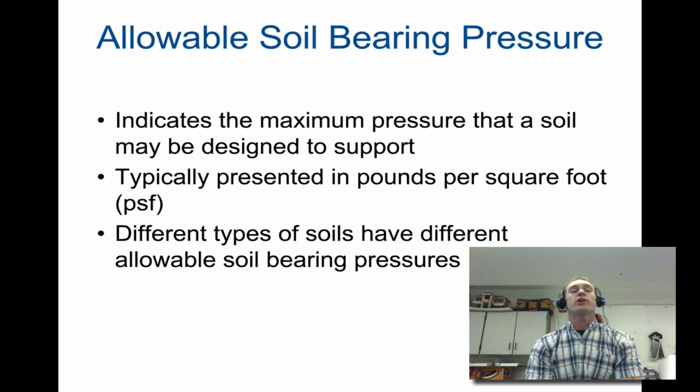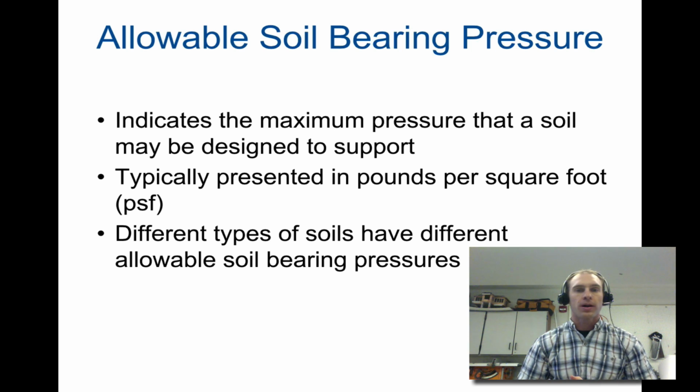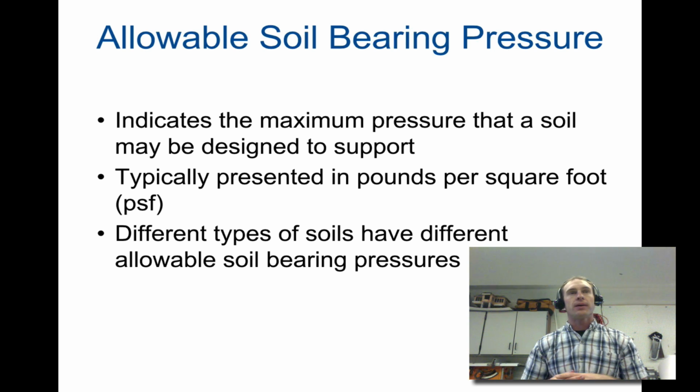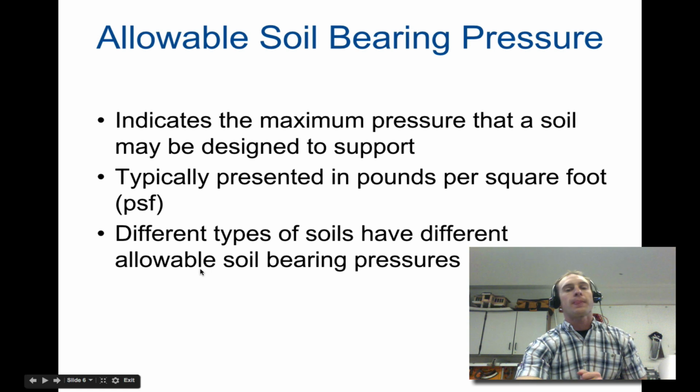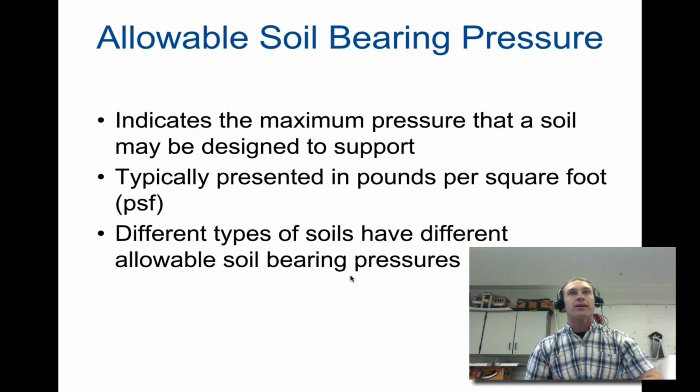Allowable soil-bearing pressure. This indicates the maximum pressure that a soil may be designed to support. We are going to actually calculate soil-bearing pressure later on in the spring. We're going to do a soil survey outside, and then we're going to figure out what different types of soil will support different sizes of foundations. So different types of soils have different allowable soil-bearing pressures. Sands may not be as good as things like gravel and rock.